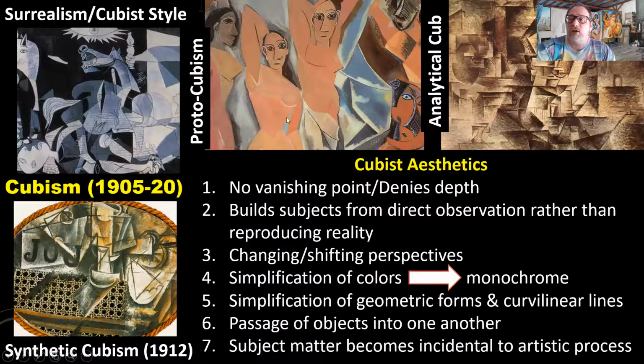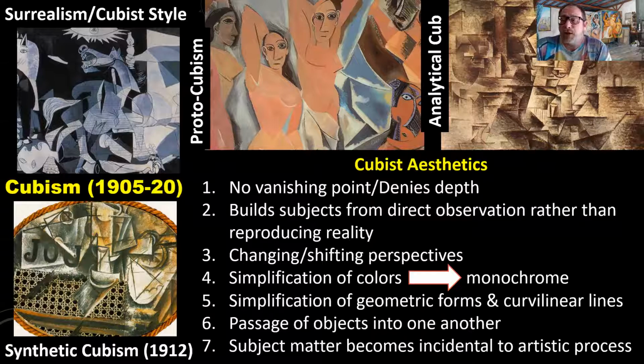This is a portrait of Daniel Kahnweiler. Don't worry about the name right now. That happens to be Picasso's art dealer. If you note, there's one nose, there's another nose, there's another nose, there's a mustache, there's a mustache, there's a chin, there's a chin, there's a chin. They all blend together from shifting perspective.